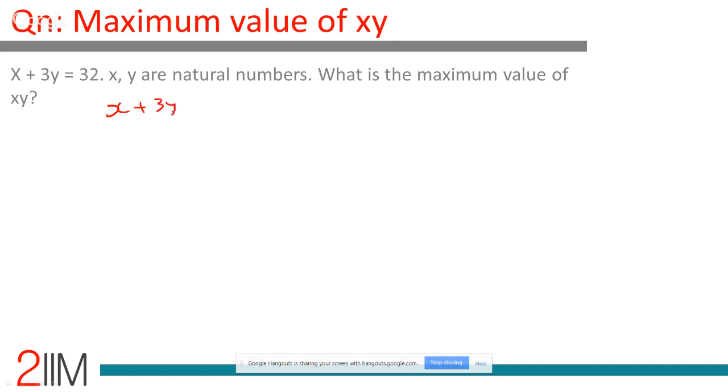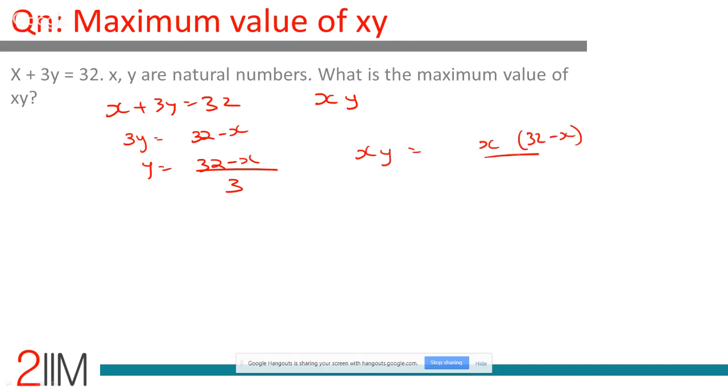x plus 3y equal to 32. I want to find the maximum value of xy. Or think about it like this: 3y is 32 minus x, so y is 32 minus x by 3. x into y is x into 32 minus x by 3. I want to find the maximum possible value, or we want to maximize x into 32 minus x.